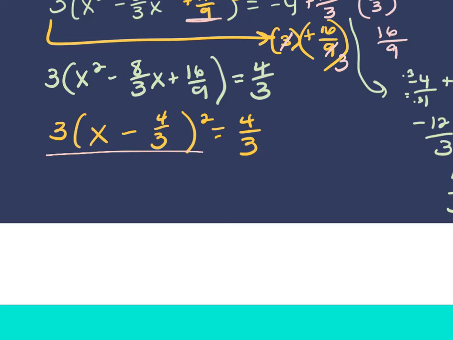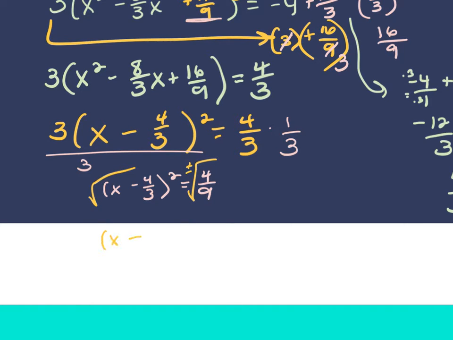So I'm going to divide both sides by 3 or multiply by 1/3. X minus 4/3 squared would equal 4/9. Square root both sides, putting a plus and minus in front of that 4/9, and I get x minus 4/3 equals plus and minus the square root of 4, which is 2, over the square root of 9, which is 3.